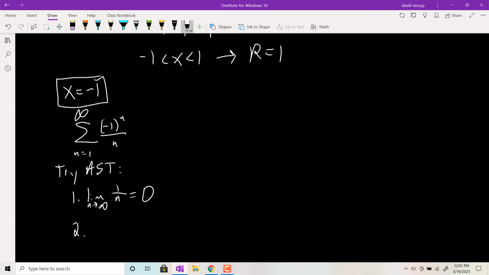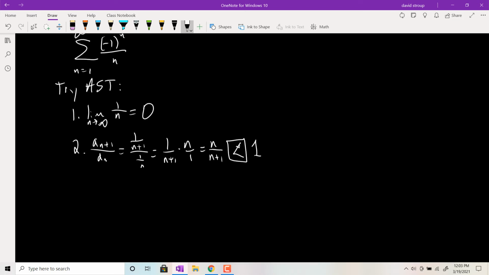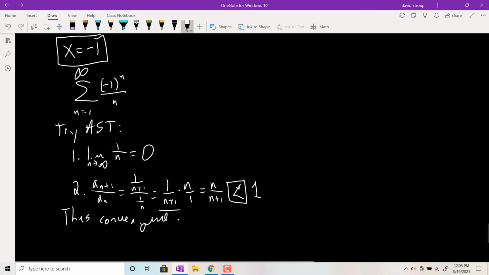So I'll do a ratio test for monotonicity. In other words, look at a sub n plus 1 over a sub n. That will be 1 over n plus 1, all over 1 over n. Multiplying by the reciprocal gives n over 1. And of course, that will just be n over n plus 1, which we know will be less than 1. So that proves it's decreasing, and the limit goes to 0, so therefore it's convergent. And you need to show that. You can't just say, oh, this is convergent, I know it is. No.